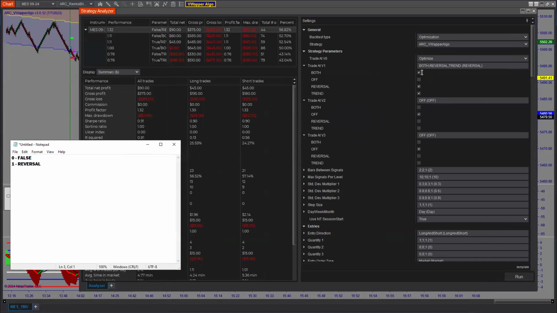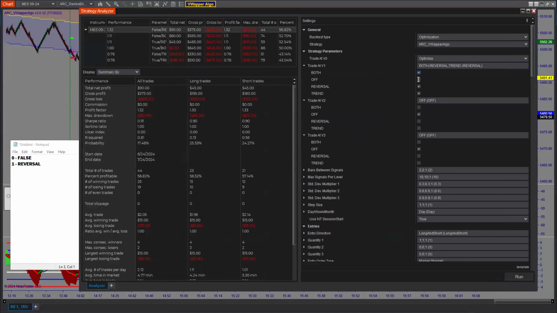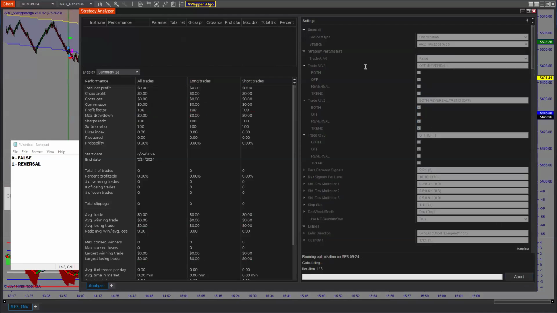And then we're going to test. Now I'm just going to go in here and do this and this, and go through each one of these and check them as we go. I'm going to turn this to false, since we know that's what we want to do anyway. Now I'm going to test level 2. I'm going to go both. Off, reversal, trend. Run it.